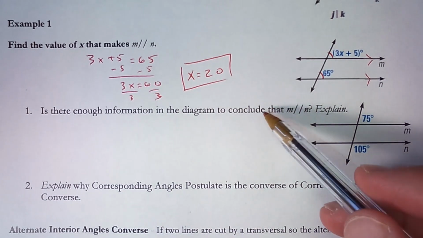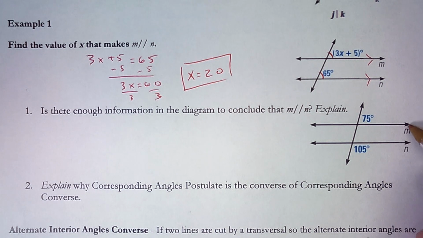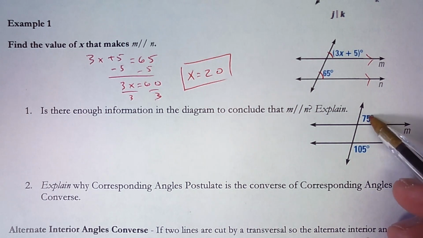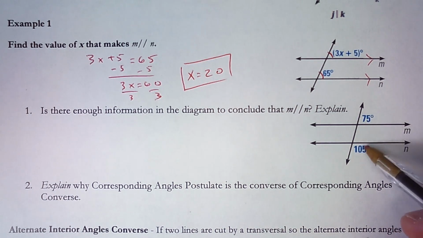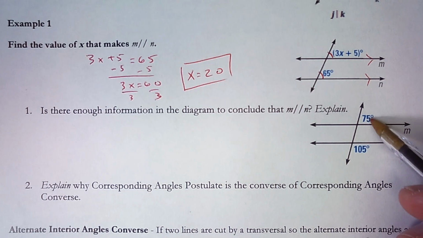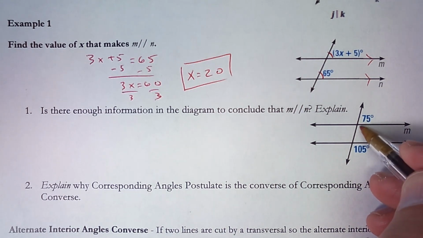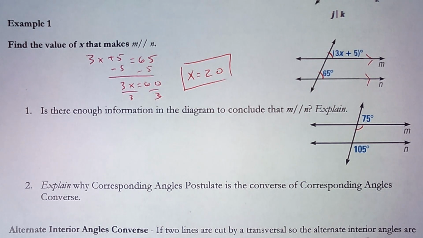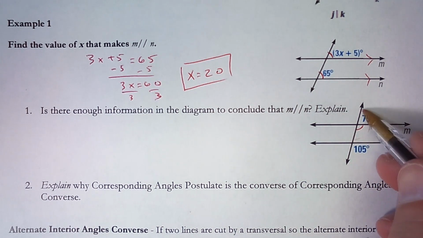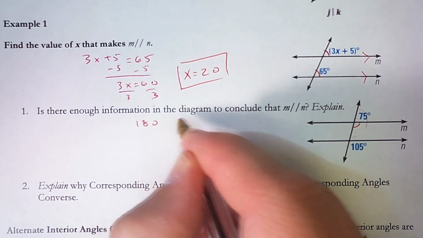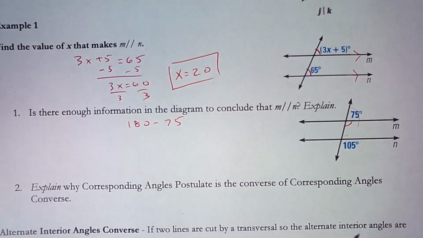Is there enough information in the diagram to conclude that M and N are parallel lines? Okay, so I've got a 75 and a 105, but these aren't corresponding angles. So I'm going to have to say at this point, I'm not really sure, but if I could just find this measure right here. Now I've got a linear pair here. So I could do 180 minus 75.